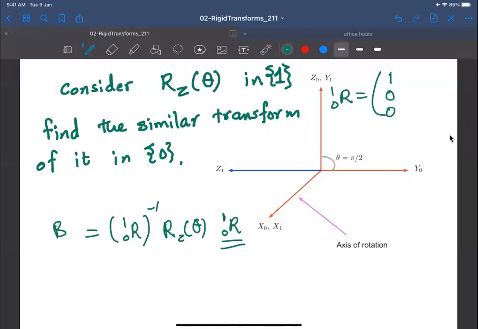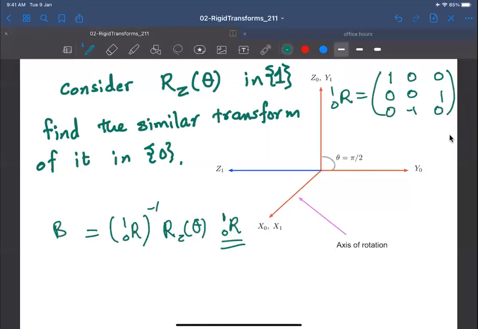Next, what is the projection of y0 into frame 1? This is y0, as you see, and it is anti-parallel to z1. Okay, so z1 is what? It is 0, 0, 1. So it's anti-parallel, so we have a minus sign here, -1. So this is the projection here. Okay, what about z0? It is parallel to y1. So this is going to be 0, 1, 0. So this is our matrix here.